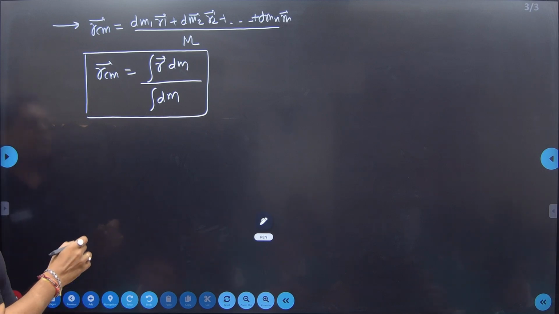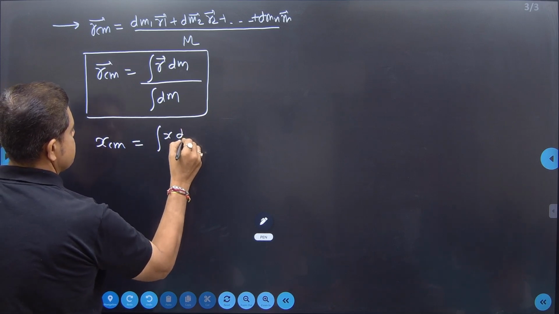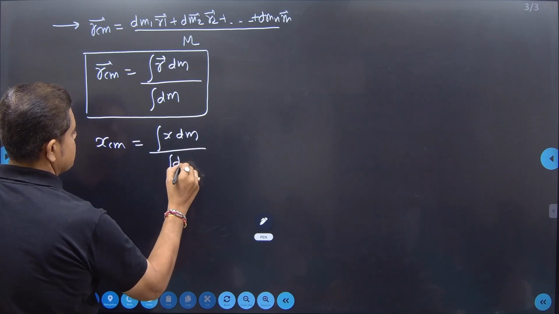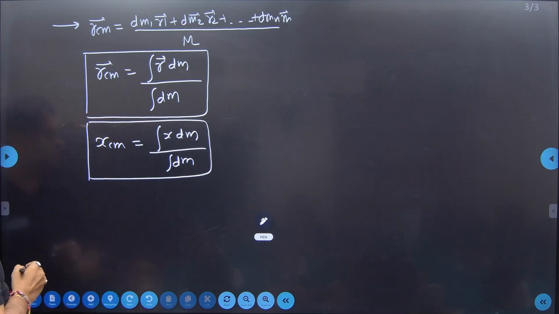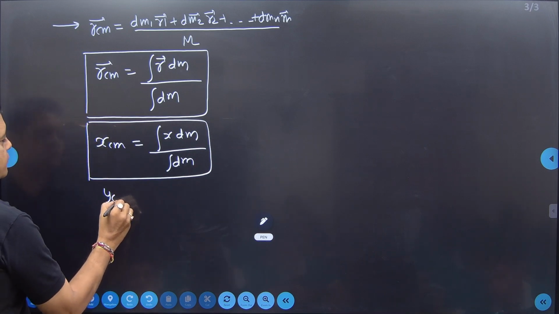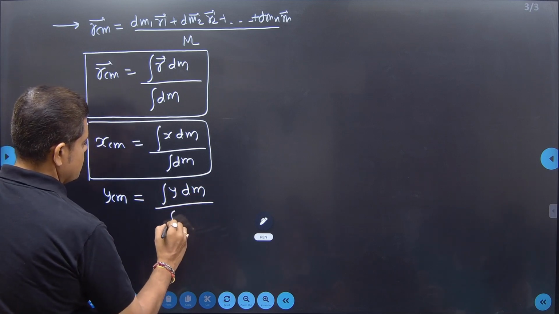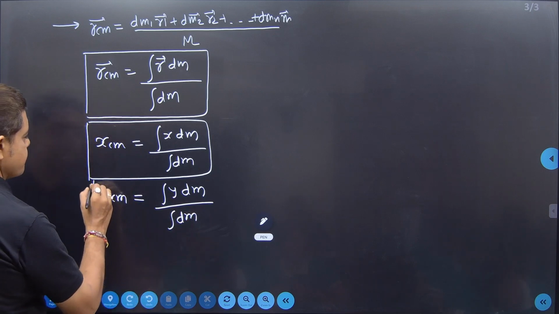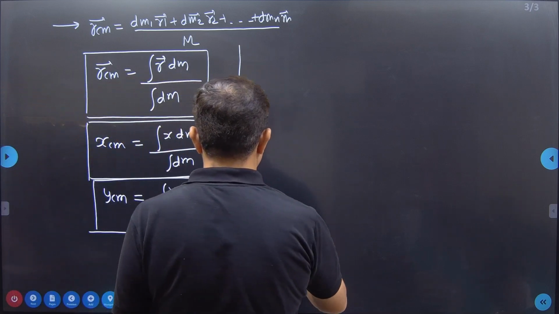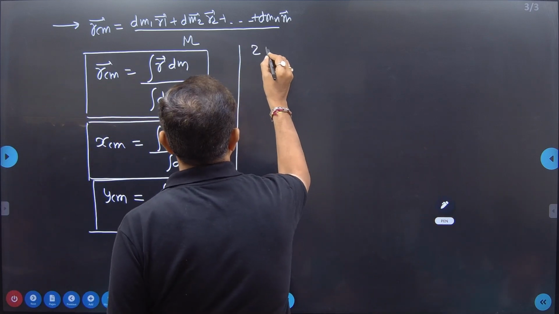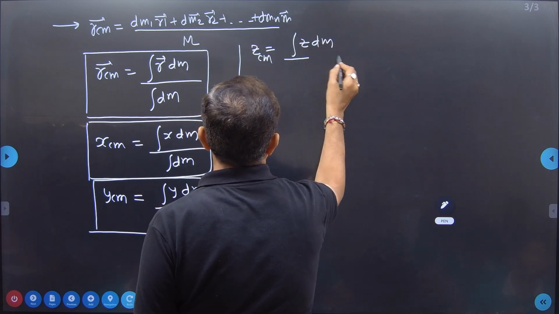If I have to find only the x coordinate of the center of mass, then it is integration x dm upon integration dm. If I have to find only the y coordinate of the center of mass, then integration y dm by integration dm. If I have to find only the z coordinate of the center of mass, integration z dm by integration dm.